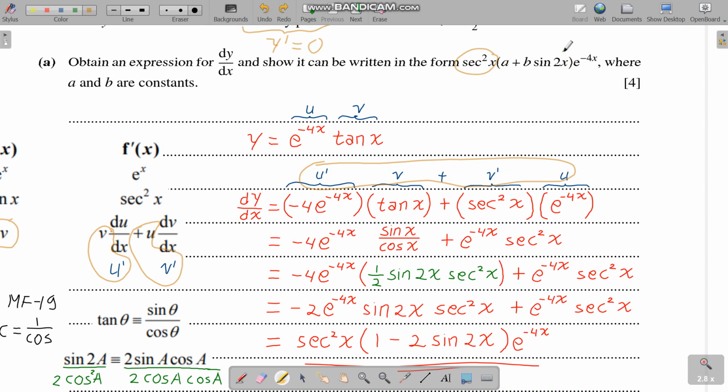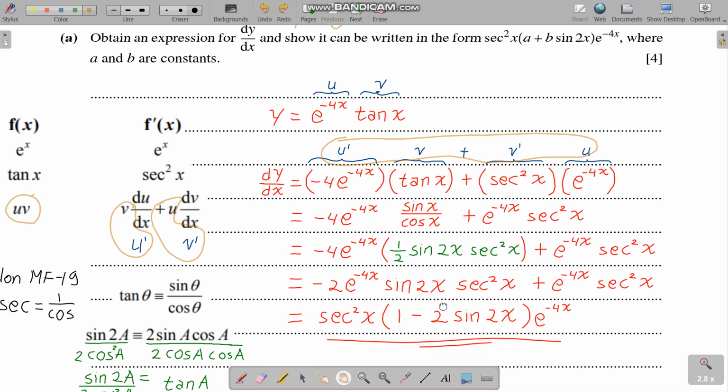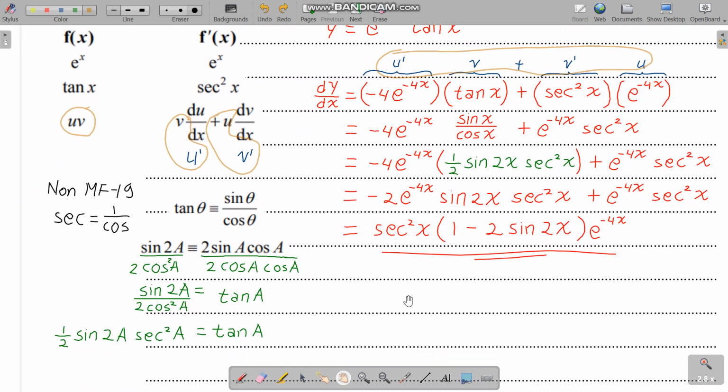So we're going to have to use the double angle formula for sine 2x. If you look at the MF19, sine 2a equals 2 sine a cos a. Somehow from here we have to get tangent a, so we have to be creative. Here we divide both sides by 2 cos squared a, because on the right we cancel out and have only tangent a, and on the left we have sine 2a over 2 cos squared a.